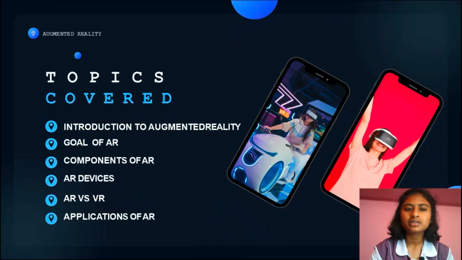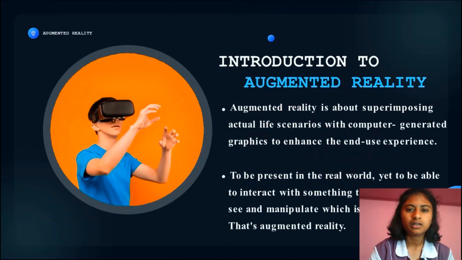The word augment means to make greater by adding something to it. And what's being added is a digital layer. So, in simpler terms, augmented reality means making the world that already exists greater by adding a digital layer to it.